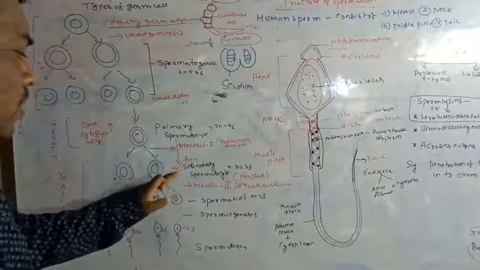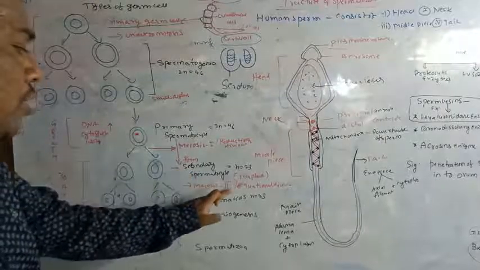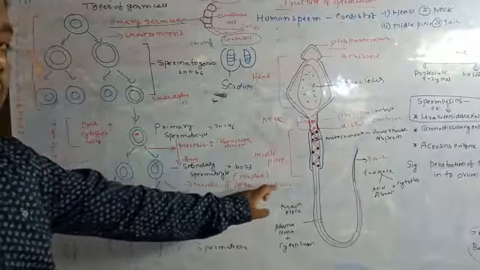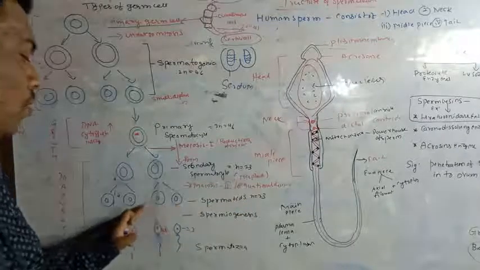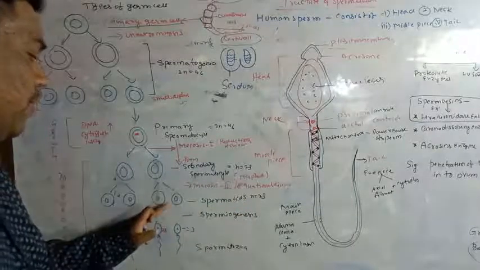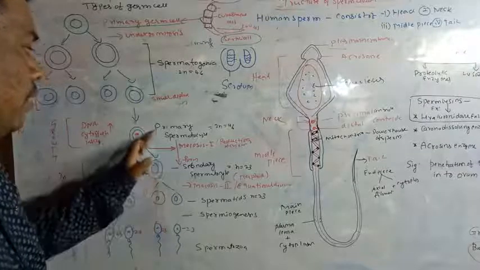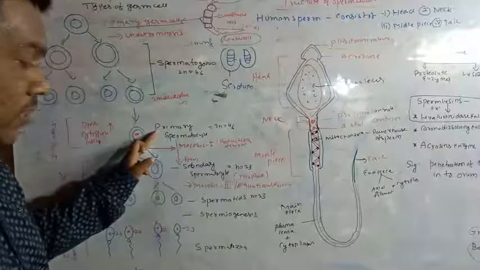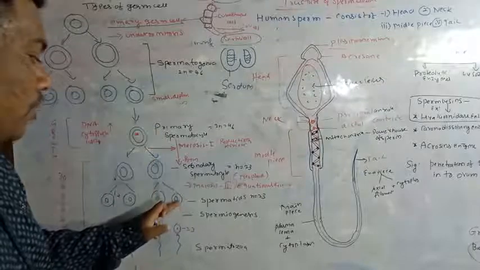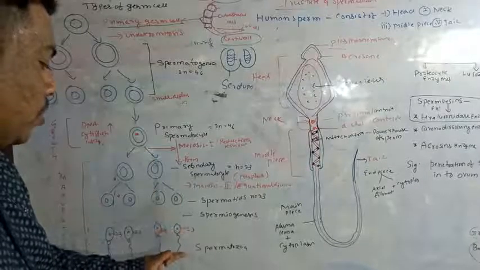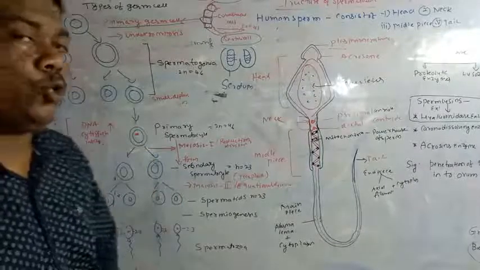This secondary spermatocyte immediately undergoes meiosis 2, known as the equational division, then producing the spermatids. How many spermatids, beta? 4 spermatids are produced from each primary spermatocyte, and the conversion of spermatid into spermatozoa is called spermiogenesis.